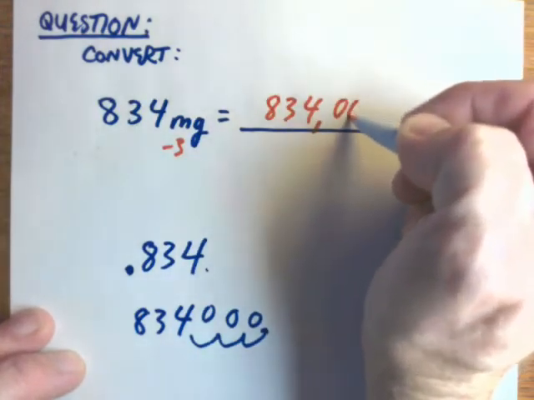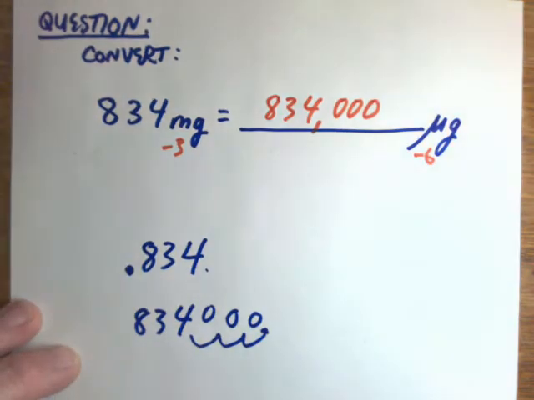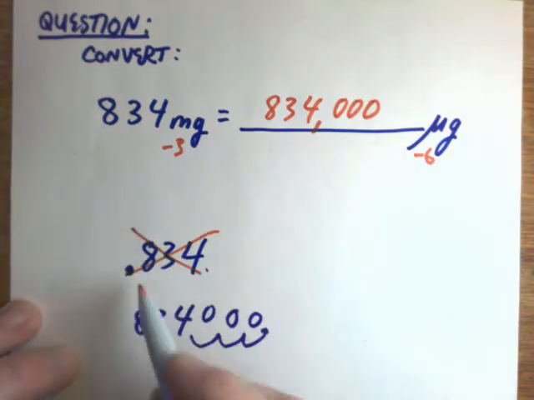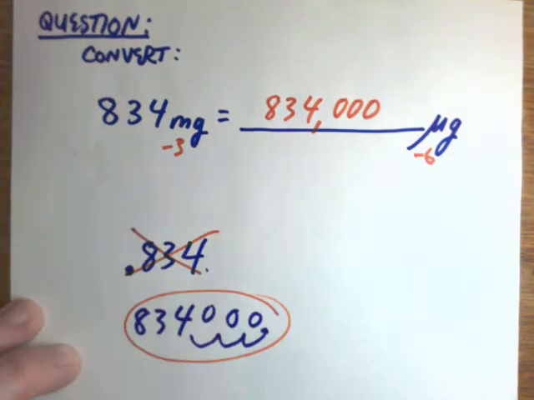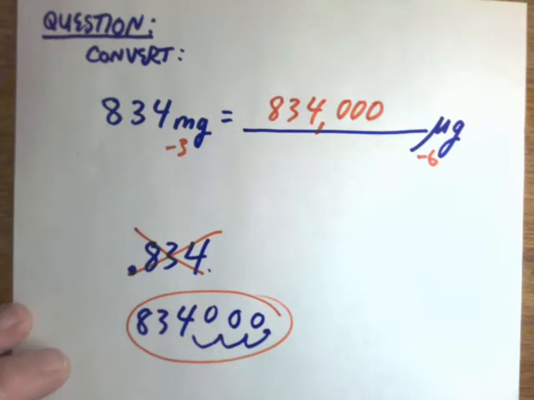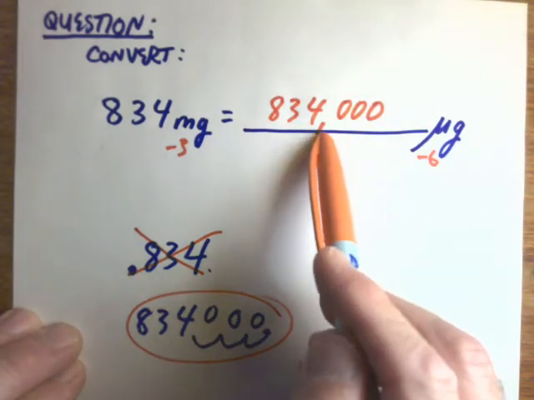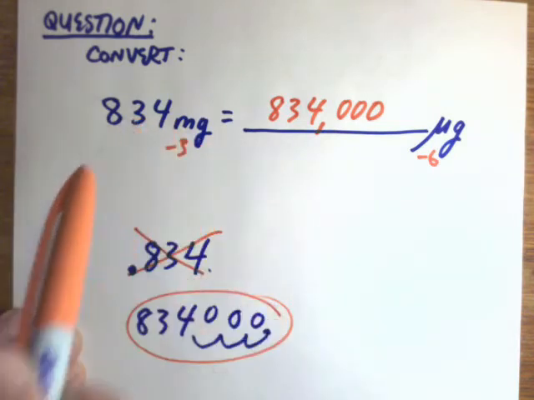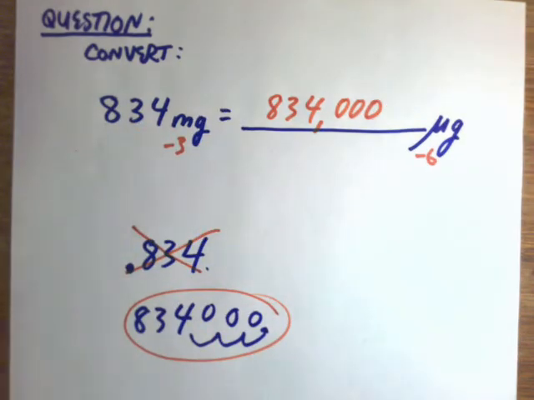So the correct answer to this problem is 834,000. You can put the comma there if you want, but it's not necessary. That is not the correct answer. This is. And again, subject it to the test: smaller unit gets the larger number, larger unit gets the smaller number. This is true here, so I am confident that that is the correct answer.